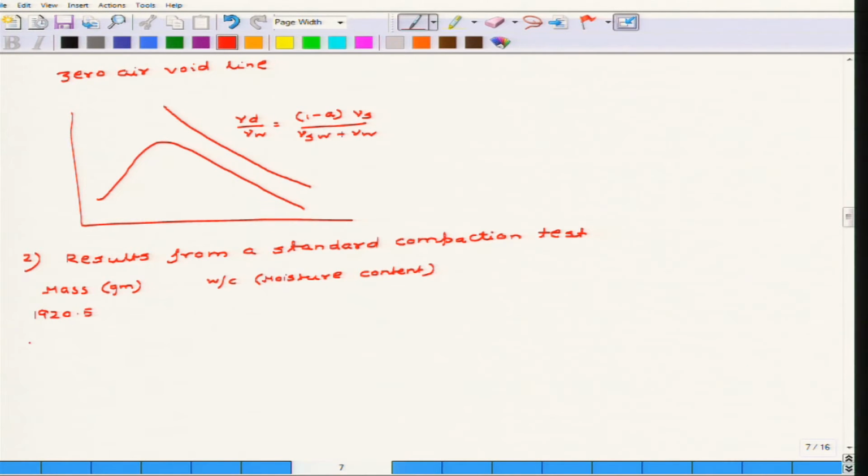The mass of the soil in grams is given as 1920.5, 2051.5, 2138.5, 2147.0, 2120.0 and 2081.5. The corresponding moisture or water contents, in percentage, are 11%, 12.1%, 12.8%, 13.6%, 14.6% and 16.3%.